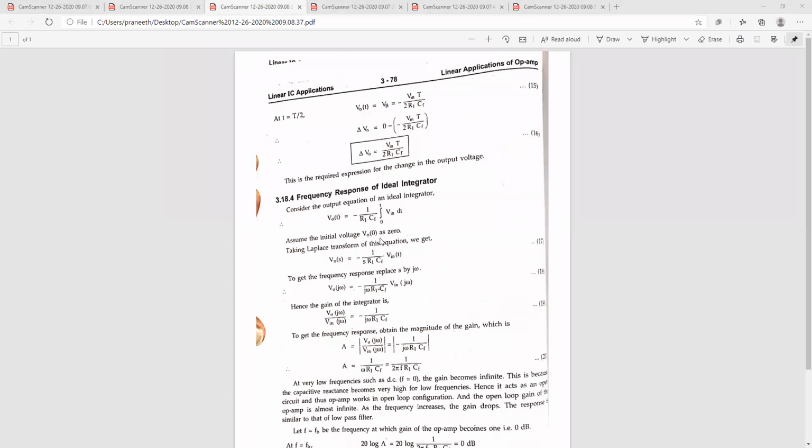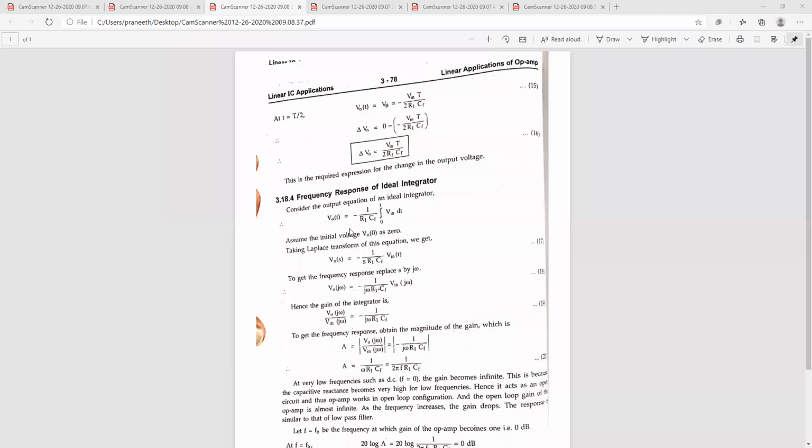Let us see the frequency response of the integrator. So as we already know, my output equation is V naught of t equals minus 1 by R1 CF, integration from 0 to t of Vin dt, isn't it? So here what I'm going to do is just take the Laplace transform. That means if I apply the Laplace transform to this equation, I will get V naught of S equals minus 1 by S R1 CF times Vin of S. This is not t, this is S.